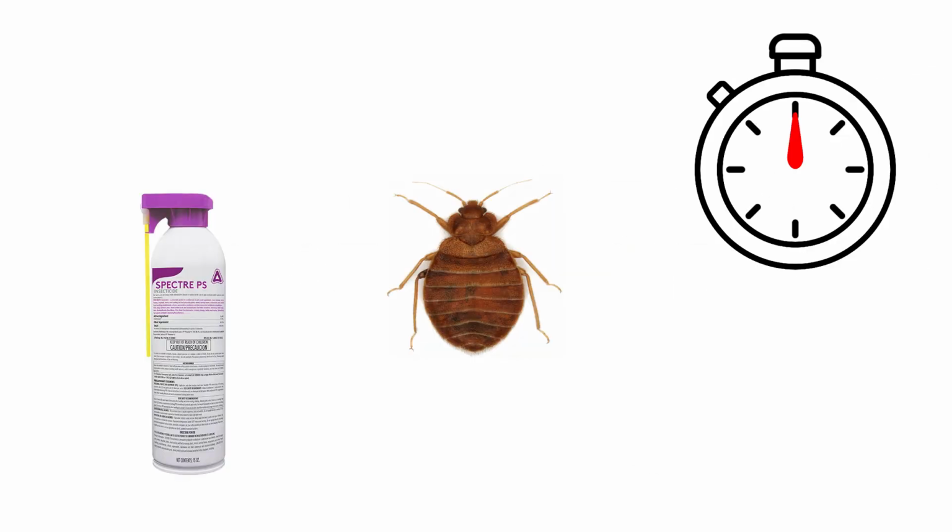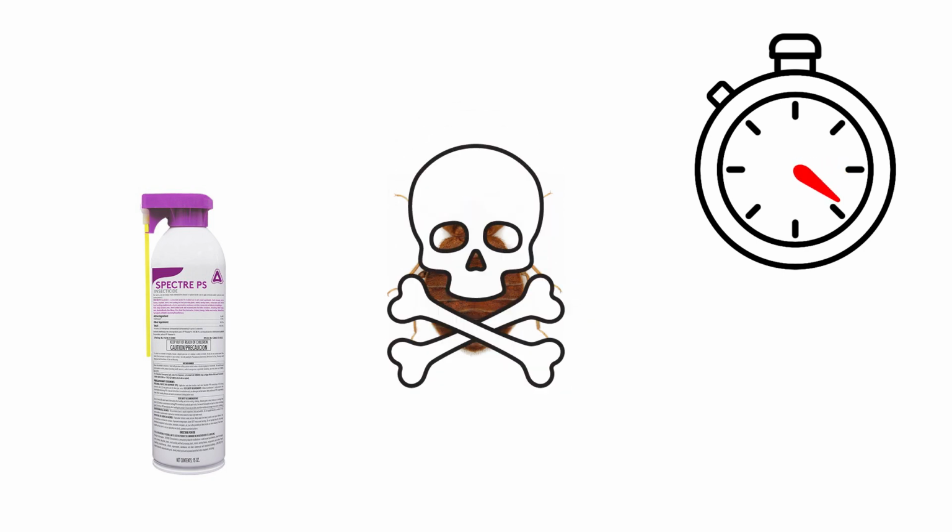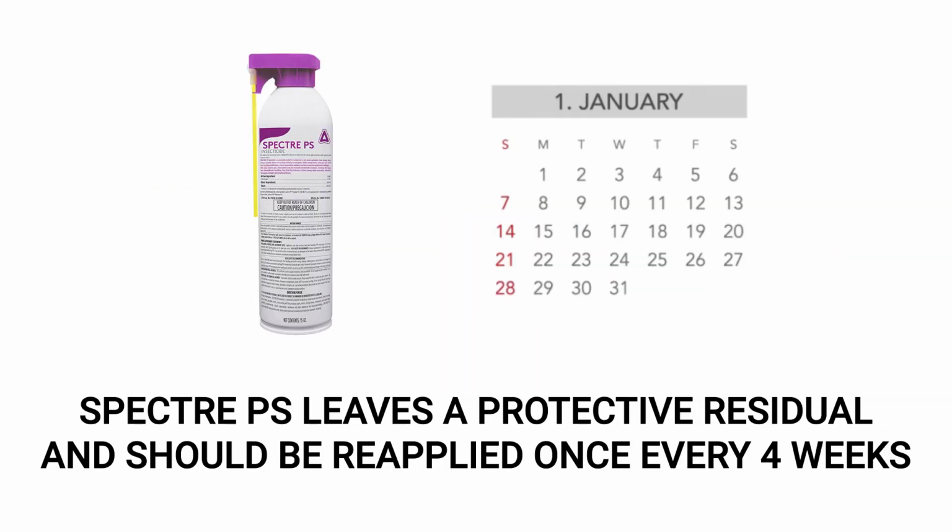Once pests make contact with the application, the Chlorfenapyr will take time to metabolize into the pest's body. Under normal conditions, Spectre PS leaves a lasting residual that will protect treated areas from labeled pests. We recommend you make reapplications once every 4 weeks for continued control.